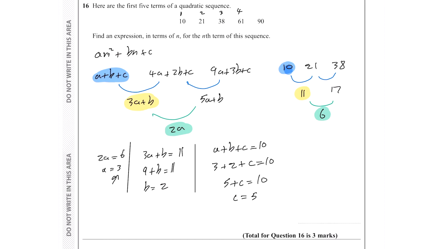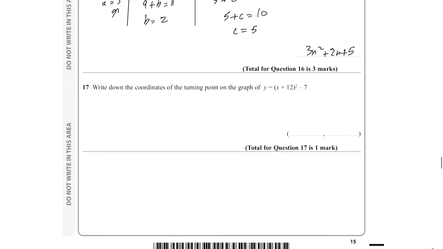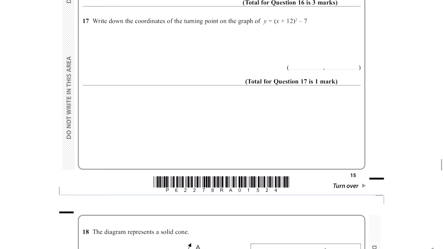And now I'm going to substitute all of that into this up here. So that is going to become 3n squared, plus bn, and now b is 2, plus c, which is 5. Write down the coordinates of the turning point. So we're just going to make this bracket here 0. To make that 0, we're going to make x minus 12, and that leaves us with y as minus 7.